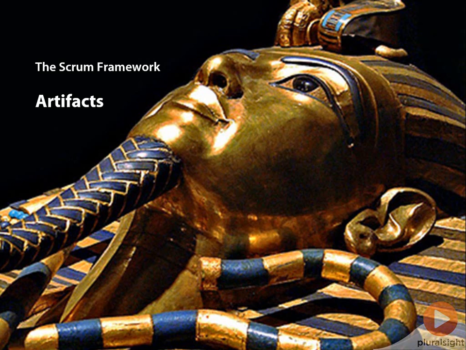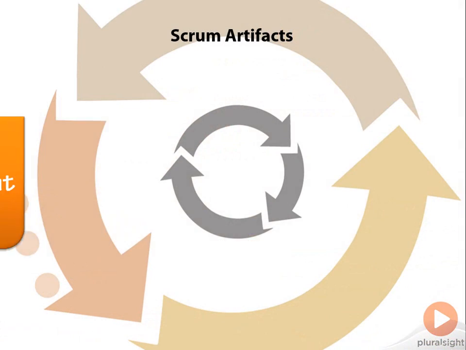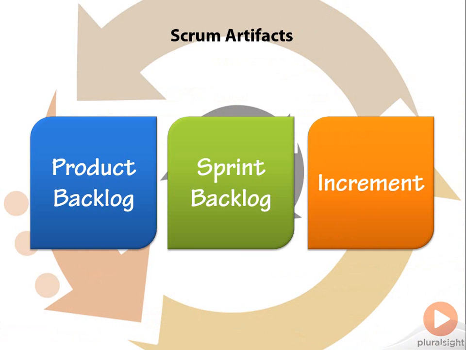Now we'll delve into Scrum's artifacts. These are the big nouns that are part of the Scrum framework. Scrum has only three: a product backlog, sprint backlog, and an increment. We'll start by having a look at the product backlog.